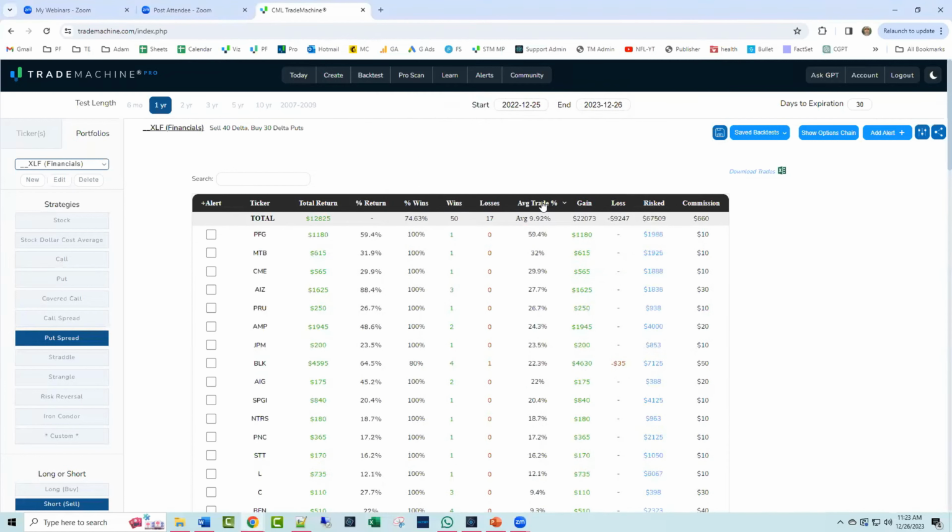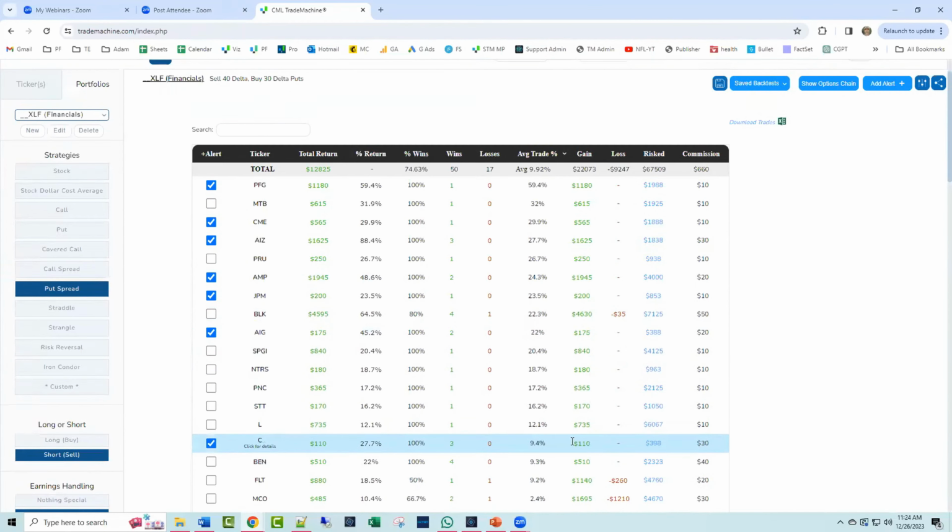sort by average trade return and let's see who did well. These are all based on 1 year trades, but I might like these, right? I'm just checking the ones I liked. Probably JP Morgan, probably AIG, Citigroup. Hey, I'll take that, right?